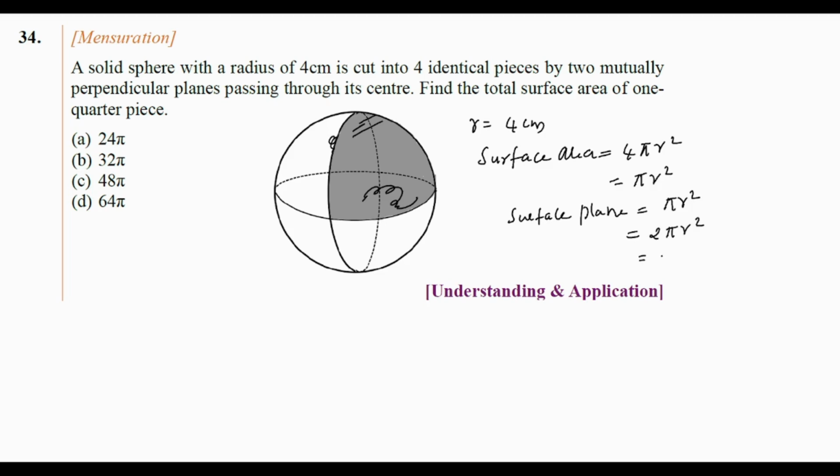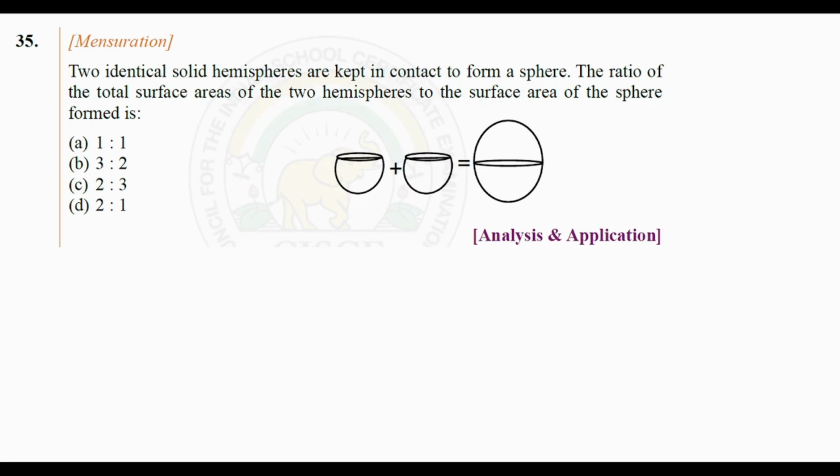Since the answer is in terms of pi, I'll keep it as pi. Then r is how much? r is equal to 4. 4 square is 16, so that is equal to 32 pi. Clear, children? 32 pi is the right answer. Yes, children. Now let's see question number 35.